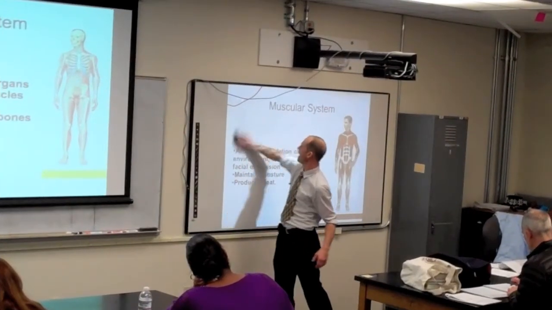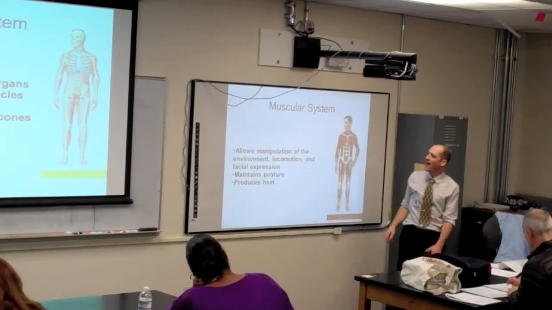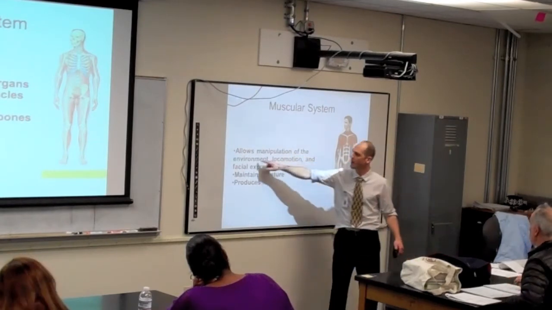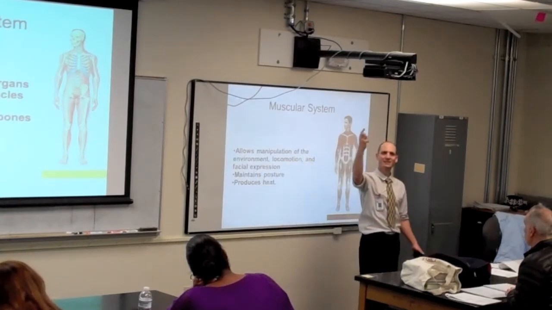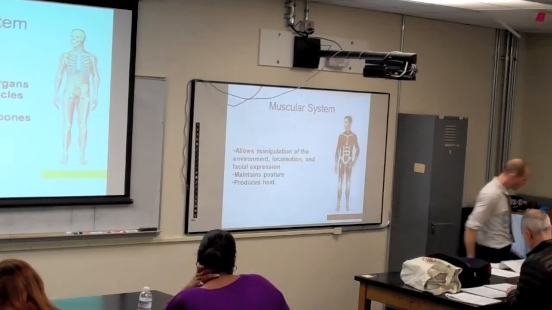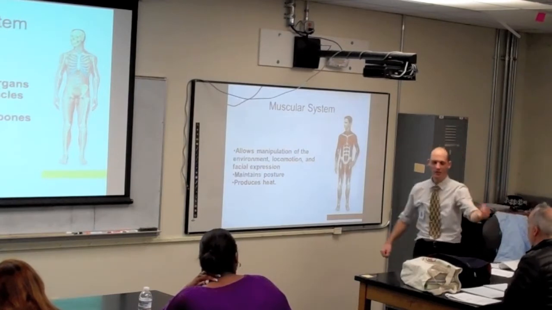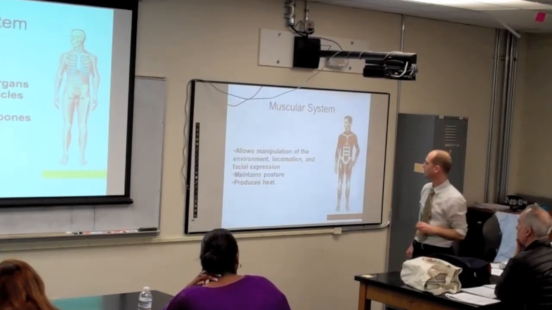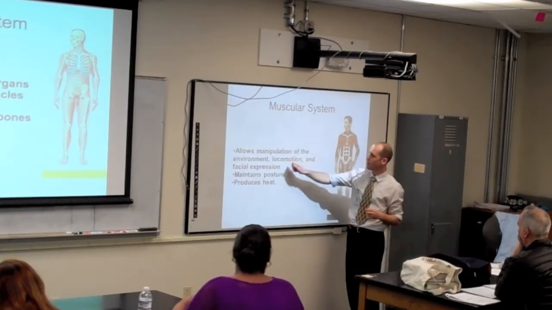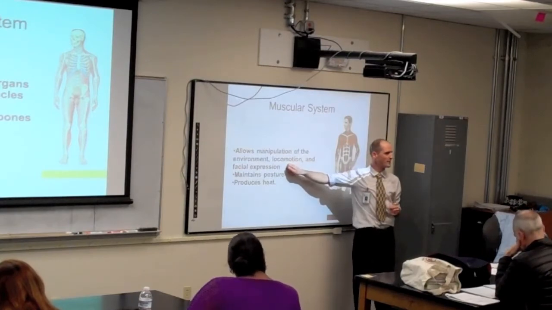Muscle system. I like the muscles a lot. That helps us manipulate the environment. You can pick up a clip because of muscles. That's pretty nice. I can talk because of muscles. Locomotion means it gets us around, helps us move around.